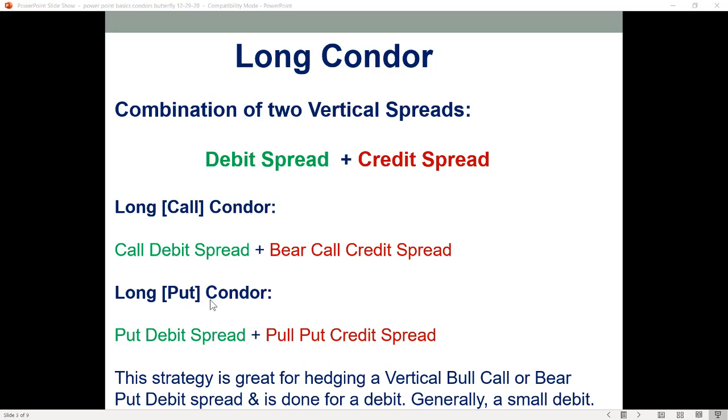A long put condor is where you're long a put debit spread, so that's a directional trade to the downside, and then long a bull put credit spread. So the big difference here is the vertical spread difference. You've got a debit spread with a credit spread, and the iron condor is two credit spreads together. So let's take a look at that.